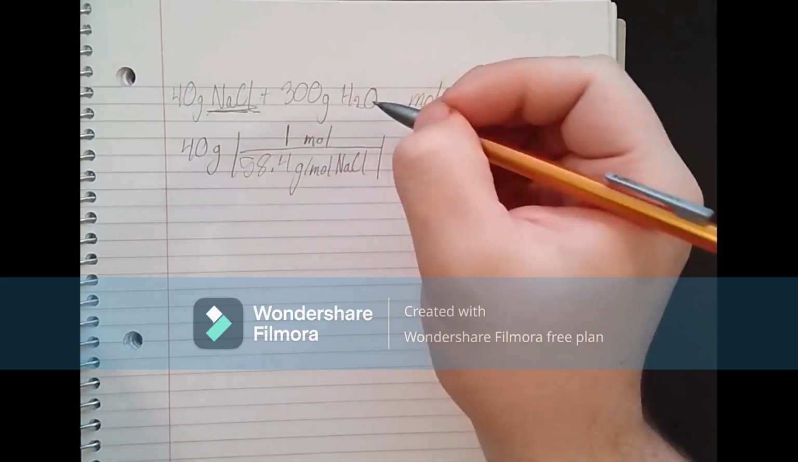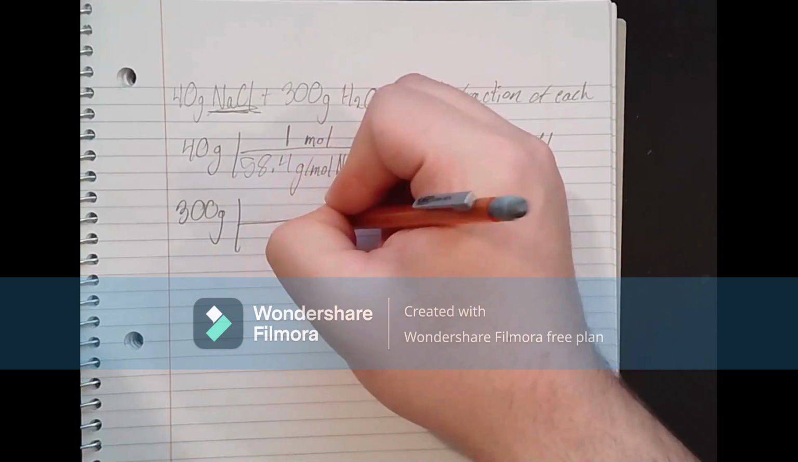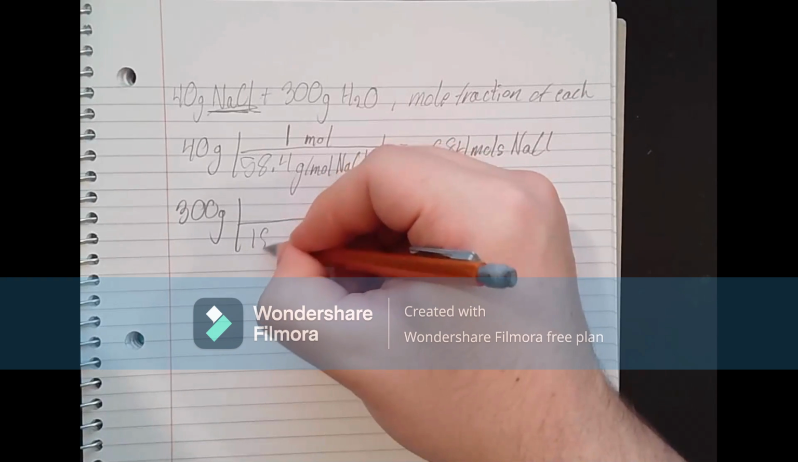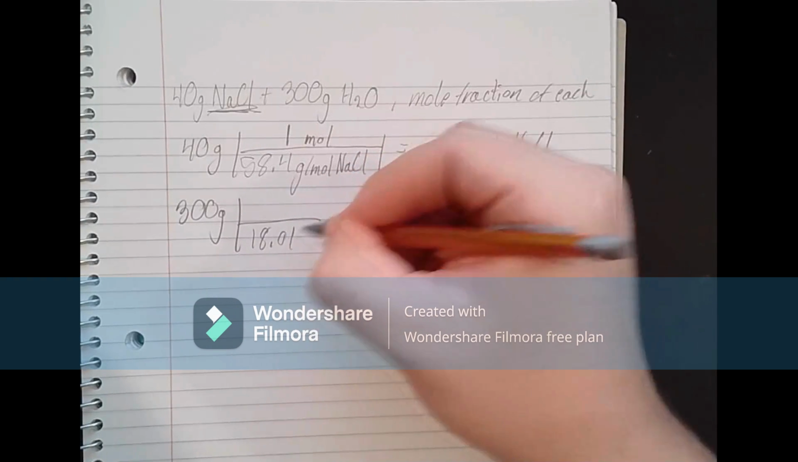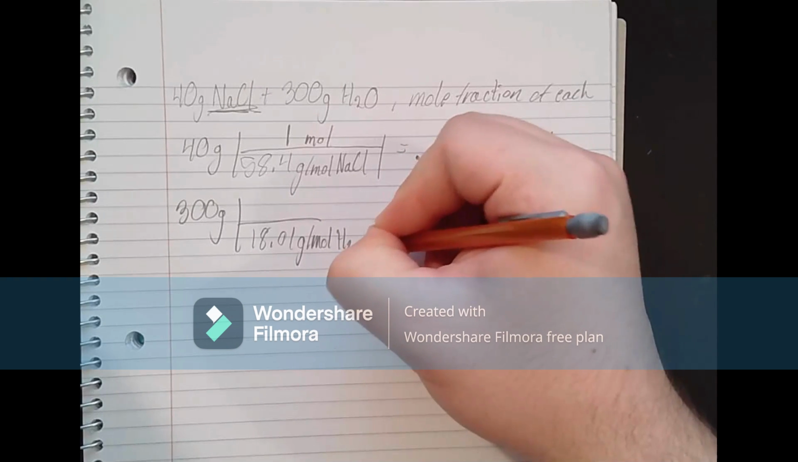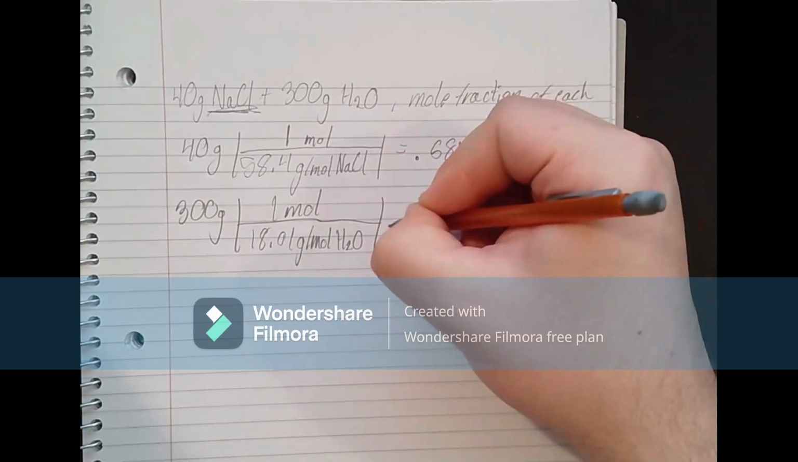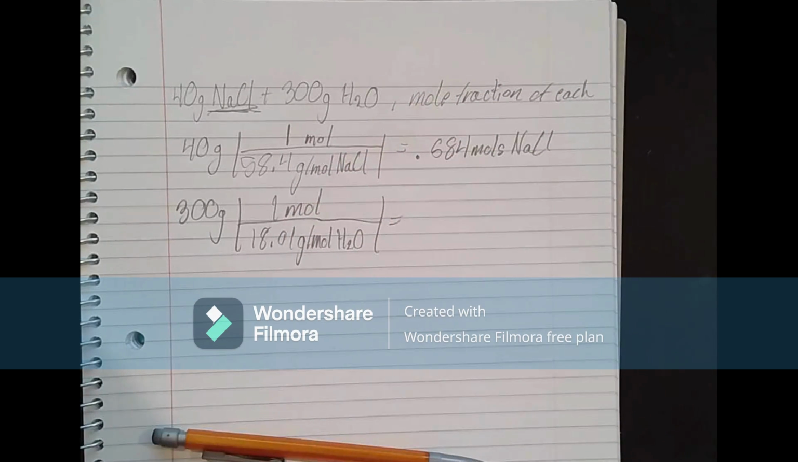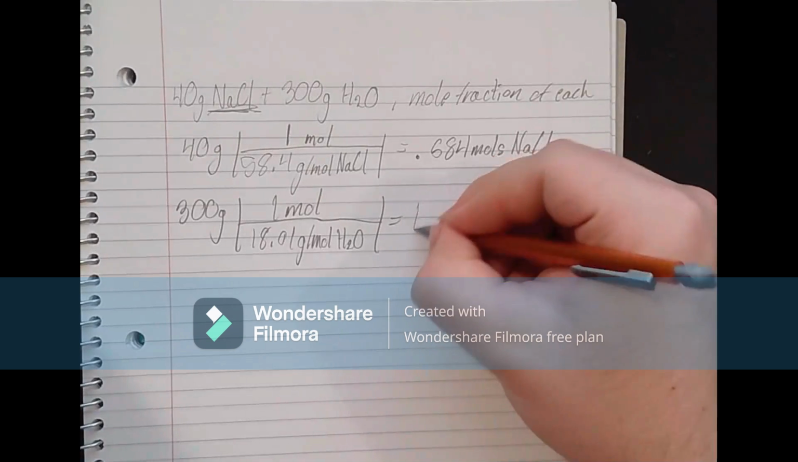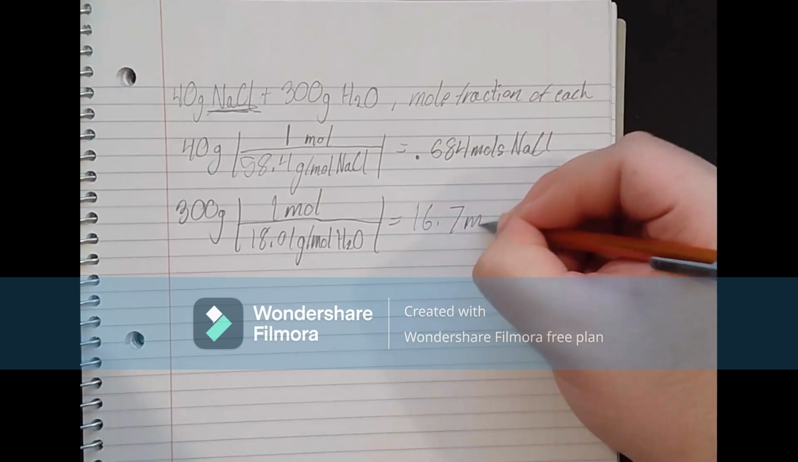Meanwhile, for our H2O, we're going to take that 300 grams divided by its molar mass of around 18.01 grams per mole, giving us a much larger amount of moles, somewhere in the area of 16.7 moles.